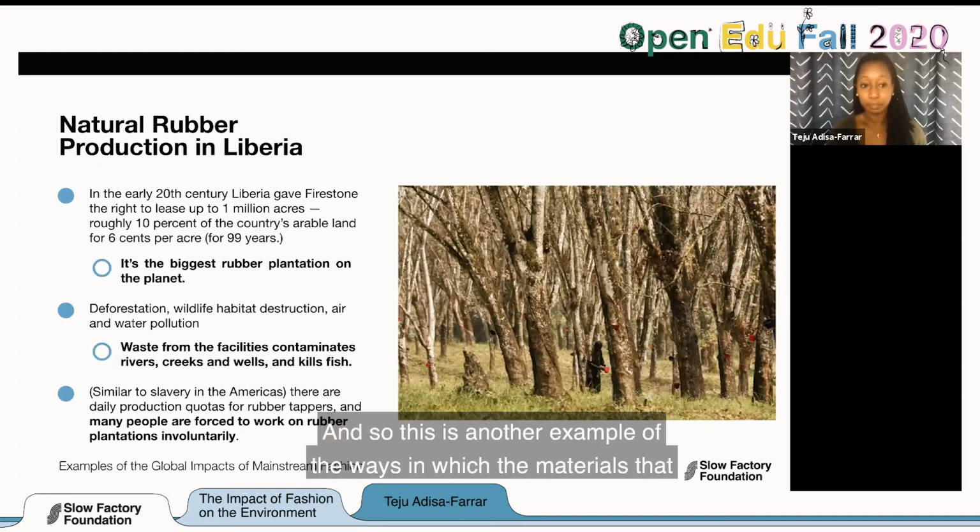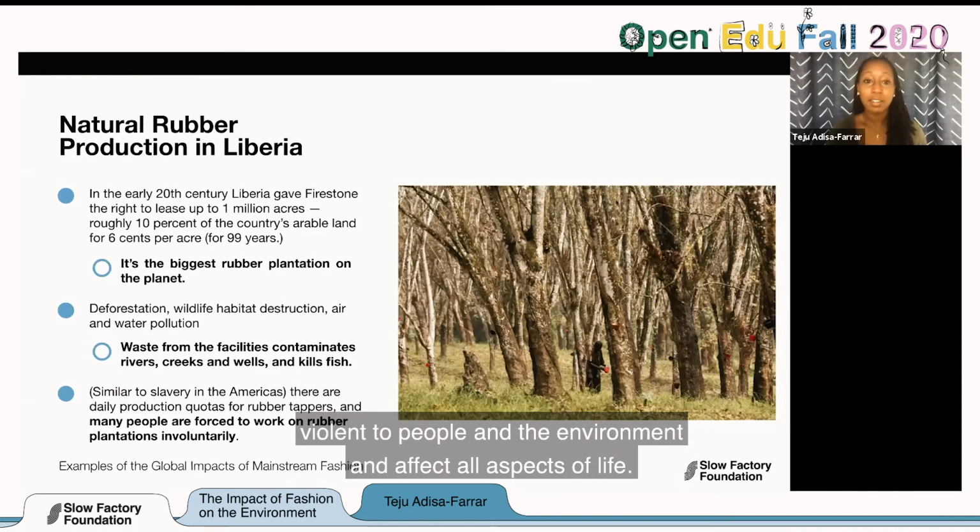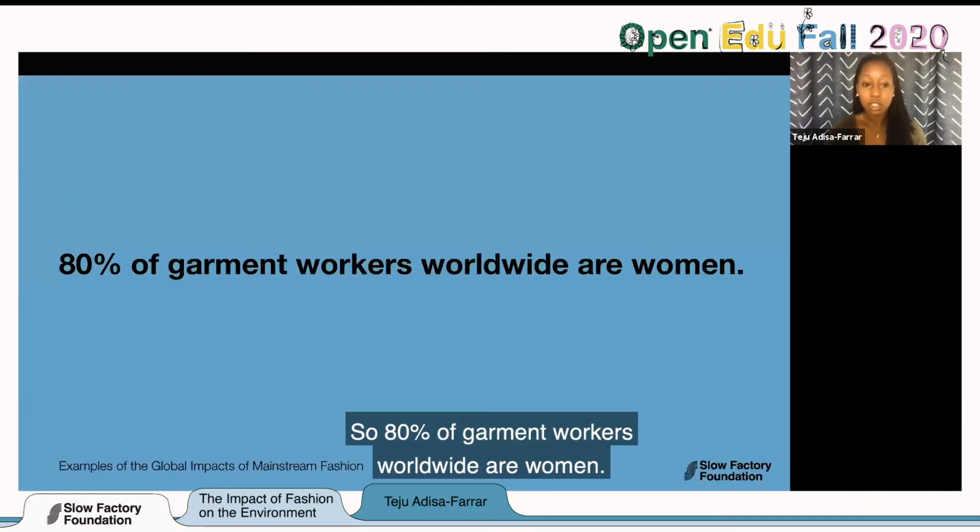And so this is another example of the ways in which the materials that make up the goods that we buy in the mainstream fashion industry are completely violent to people and the environment and affect all aspects of life. So 80% of garment workers worldwide are women.